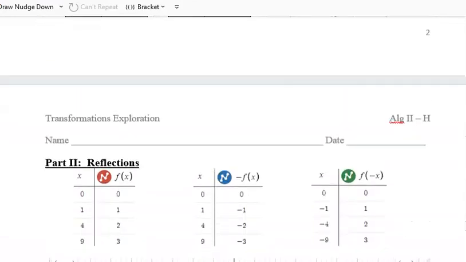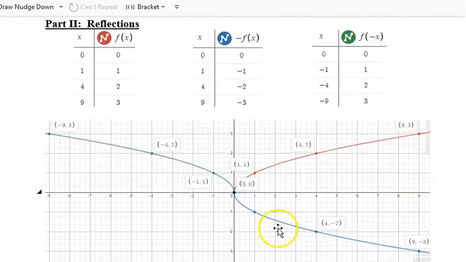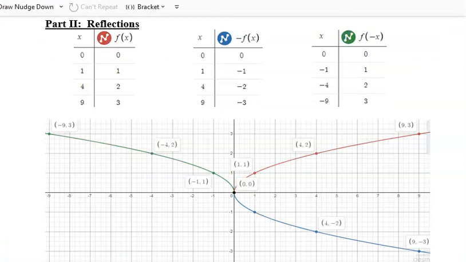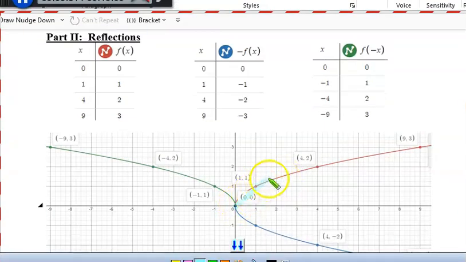Now, I asked you to do slides 21 through 26 for homework. So these are going to be more transformations again. And so these are going to be your reflections over the x or the y axis. So let's go back to our 3 color highlighters. And the parent function is still the same, square root of x. So I'm going to highlight that one along with its table that it goes with.